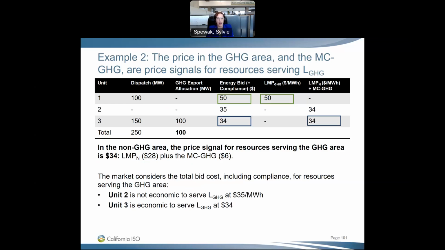Unit 3 is attributed to the GHG area, so we want to make sure that the combined LMPN plus marginal cost of GHG is an efficient price signal for this resource. So the energy bid plus compliance is 34. The combined LMP plus marginal cost of GHG is 34. And so this looks like an efficient price signal without us having to do anything else.